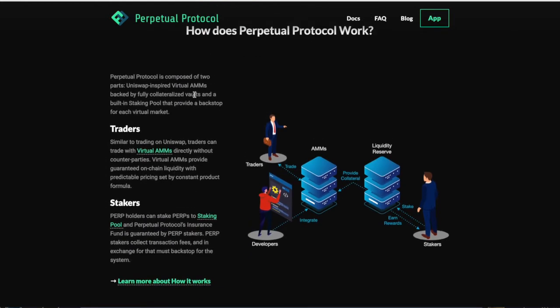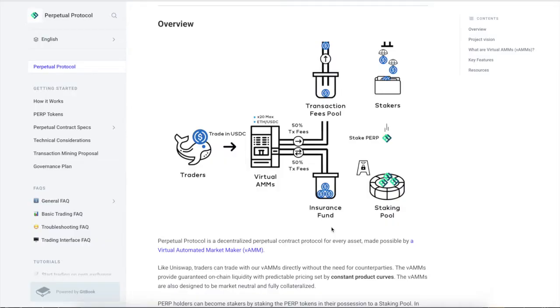So Perpetual Protocol has two parts. It has the traders and the stakers. The stakers are basically the guys who hold the tokens, and here's why you should hold the token. This is a little visual they have, but basically you have the traders. They trade in USDC, not Tether, thank goodness. Then you have the virtual AMM, and then you have the transaction pools and the insurance fund.